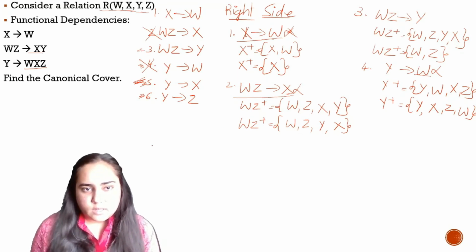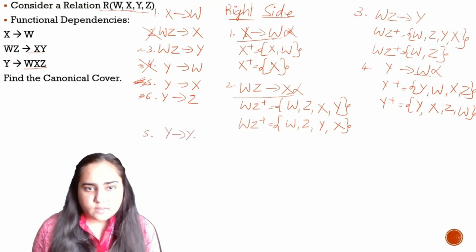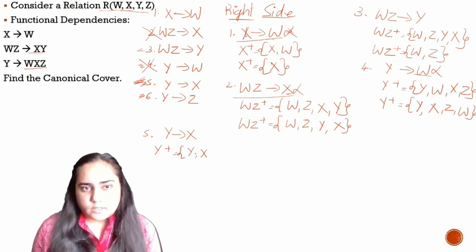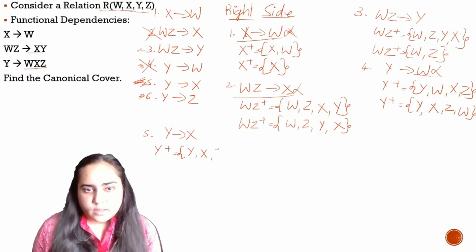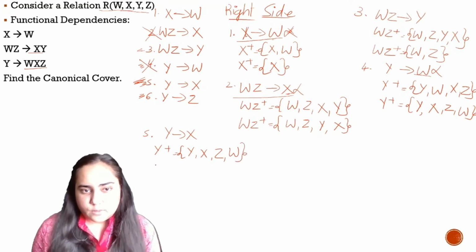Now the next thing we are checking is number 5, which is Y determines X. And in this case, Y plus closure is equal to Y and X. And remember, number 4 is gone, 2 is gone. What can I add now? I can add Z using number 6, and I can add W using number 1. So I'm getting all the attributes.